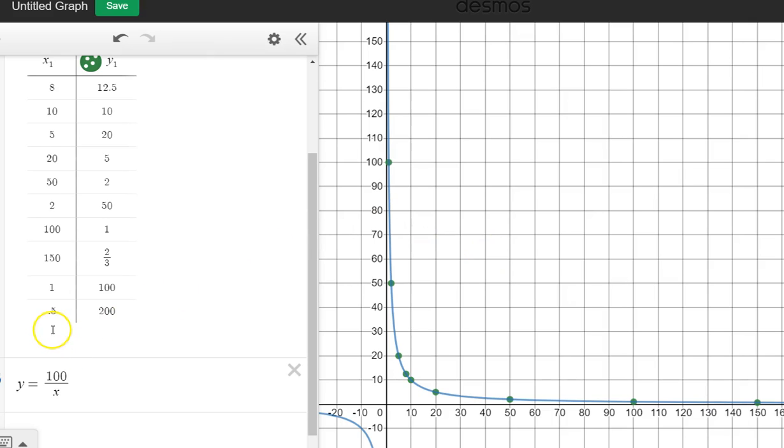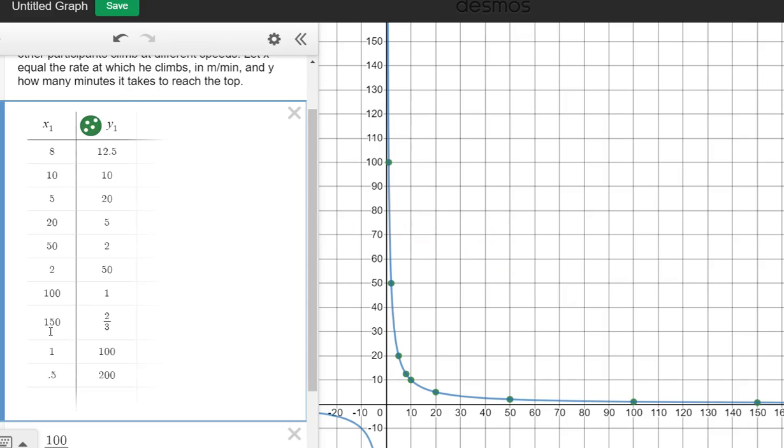Also, is it possible if we went at a rate of 0, what would happen? If it went at a rate of 0, how long would it take to get to the top? Well, it would take an infinite amount of time. That's undefined. I don't even know if I can enter that. Probably won't even allow me to do that. See, it doesn't like it if I write that.